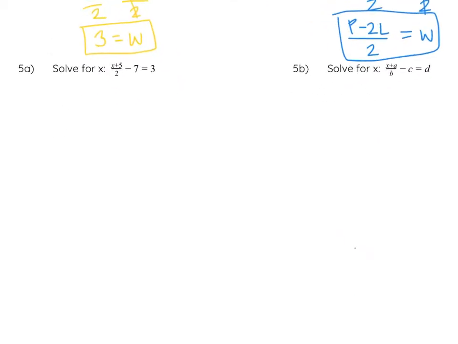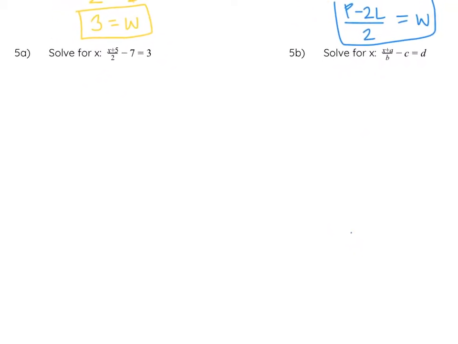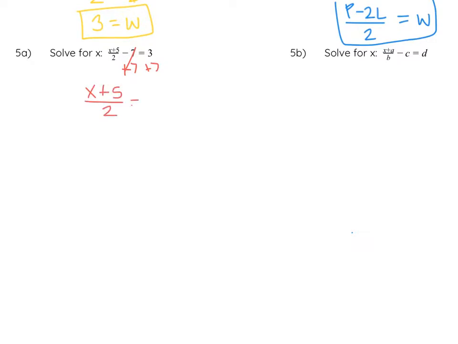All right, last little example here. This one requires a few more steps, but that's okay. We got this. On the left-hand side, I'm just solving for x, so I want to first add 7 to both sides. So I got x plus 5 divided by 2 equals 10.